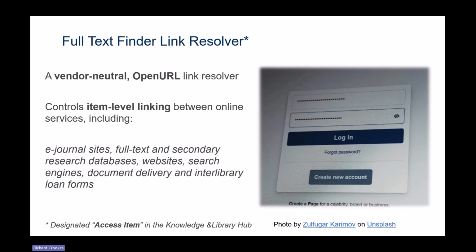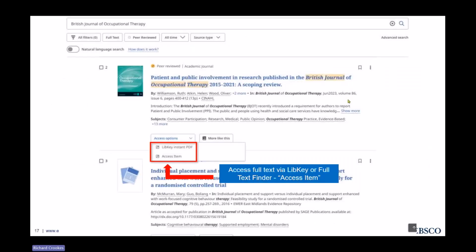And you'll notice that within the hub is designated access items. So there has been some rebranding, as you would have appreciated over the years, of various elements of the hub itself. So as just mentioned, get PDF refers to LibKey Nomad. Access item refers to full text finder. Okay, and so you'll see it on this page.